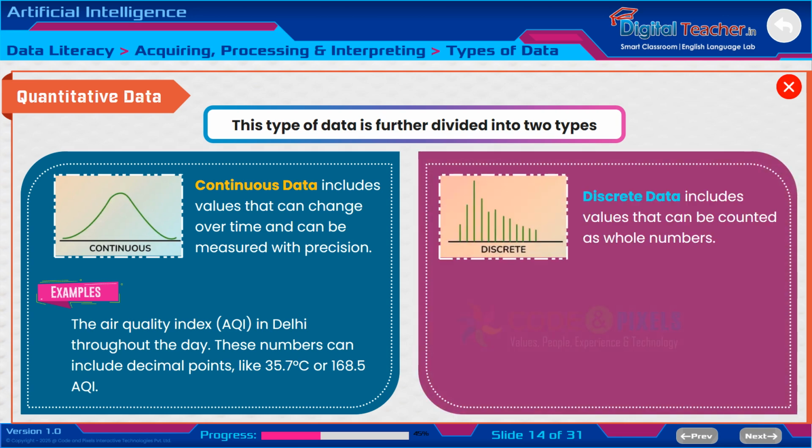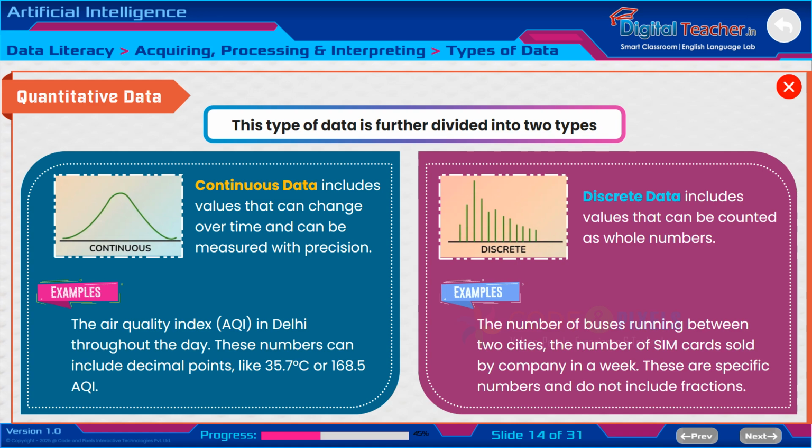Discrete data includes values that can be counted as whole numbers. Example: the number of buses running between two cities, the number of SIM cards sold by a company in a week. These are specific numbers and do not include fractions.